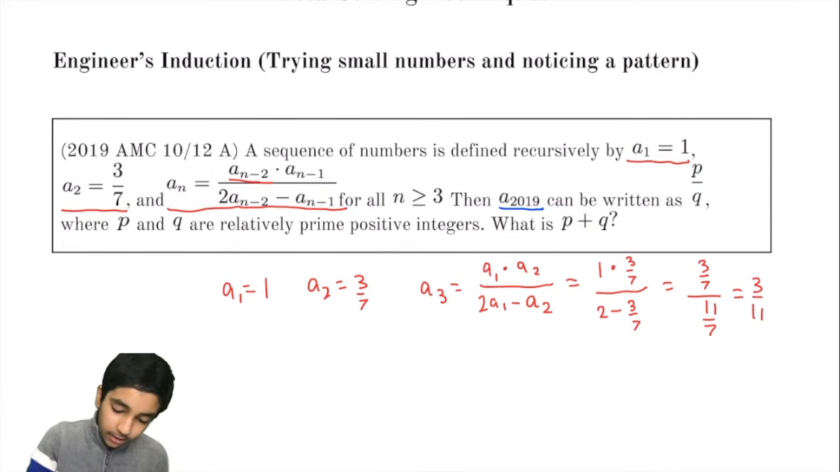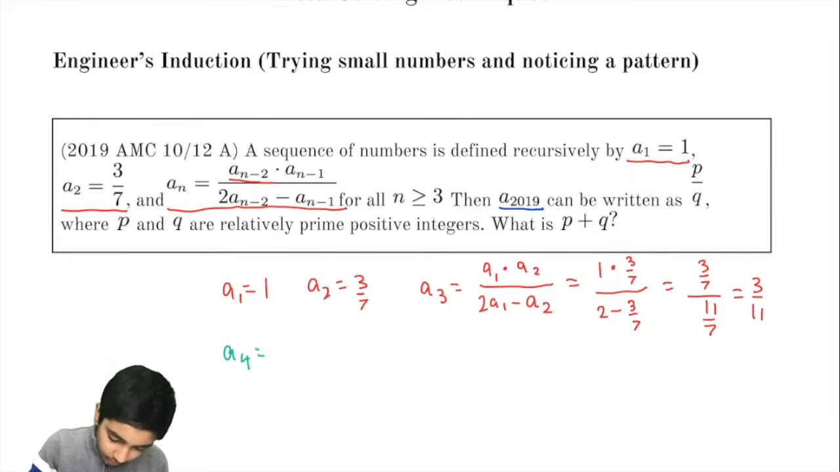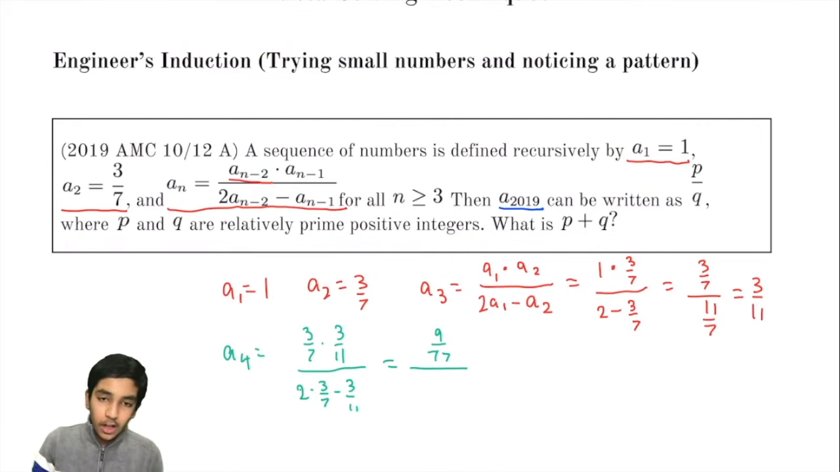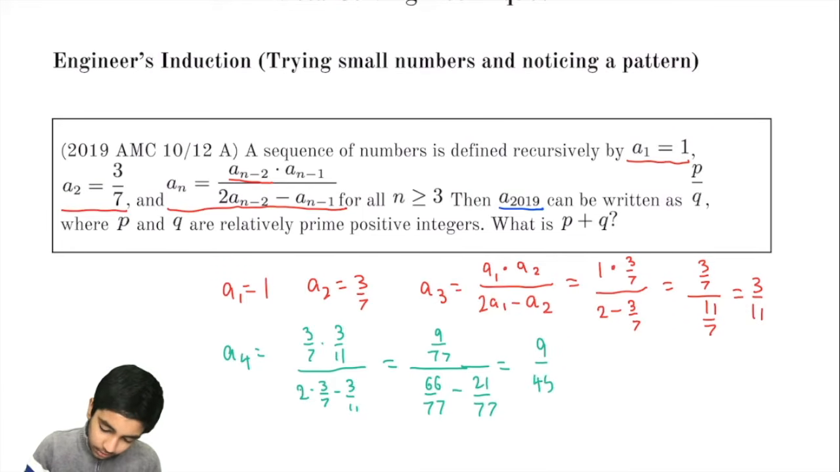Okay? Now let's try finding A4. A4 will be equal to 3/7 times 3/11 over 2 times 3/7 minus 3/11, which is going to be equal to 9/77 over, 2 times 3/7 is 6/7, which is also equal to 66/77 minus 21/77, which is just going to be equal to 9/45, which simplifies to 3/15. So we know A1 is 1, A2 is 3/7, A3 is 3/11, A4 is 3/15.